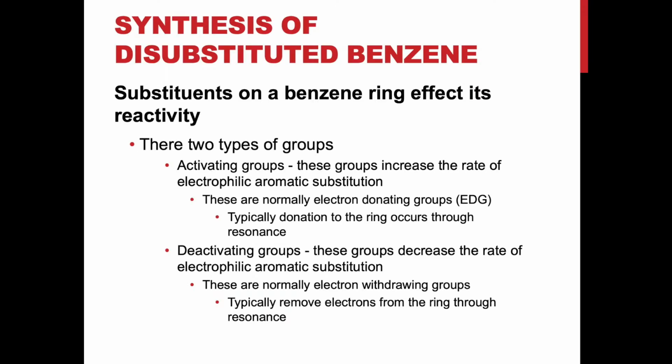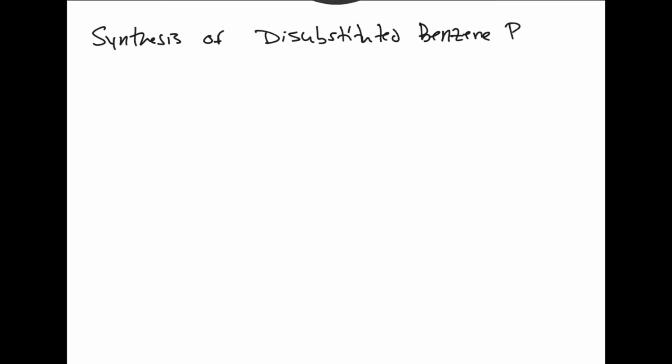So we've covered the 7 basic reactions that you guys are going to have for electrophilic aromatic substitution. And now we're going to transition into what happens when we already have one group on the benzene ring and how that impacts where that electrophile that you're adding is going to go. So we're going to talk about the synthesis of disubstituted benzene rings.